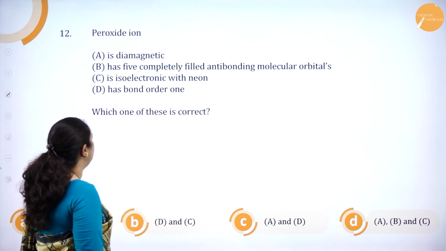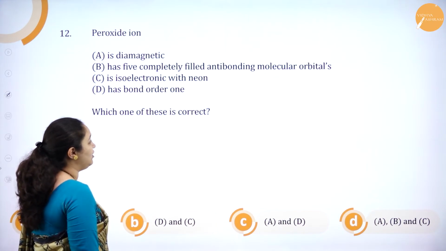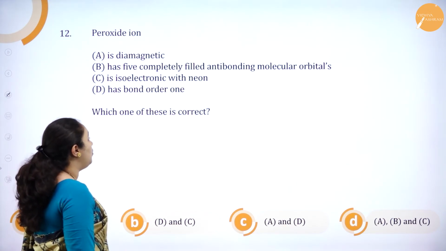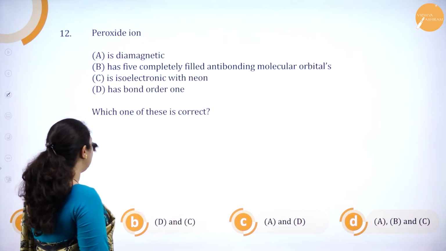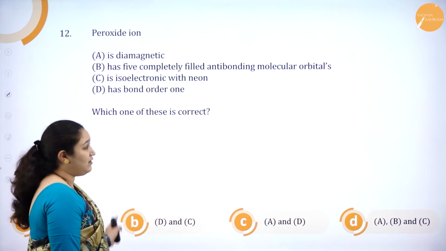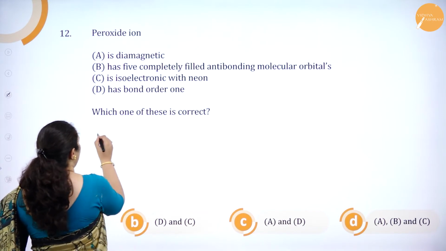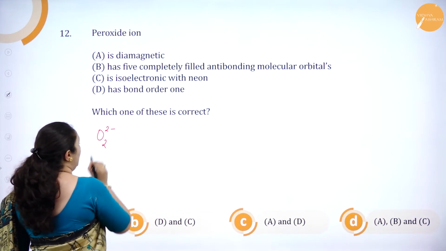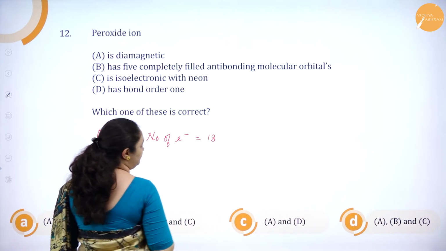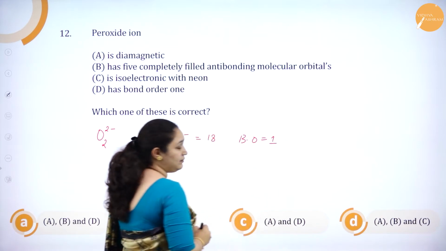Peroxide ion is diamagnetic, has 5 completely filled antibonding molecular orbitals, is isoelectronic with neon, has bond order 1. Which of these is correct? So out of these we have to see which is correct and then choose the correct answer. So I'll not see the options. I'll see which statements are correct. So what is peroxide ion? It is O2 2 minus. How many electrons are there? So number of electrons in this is 18.